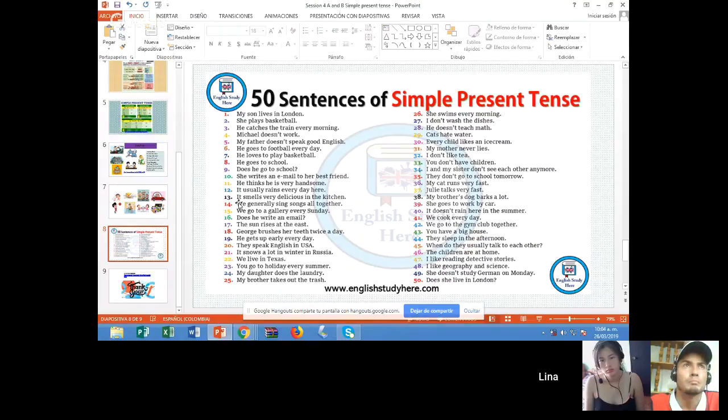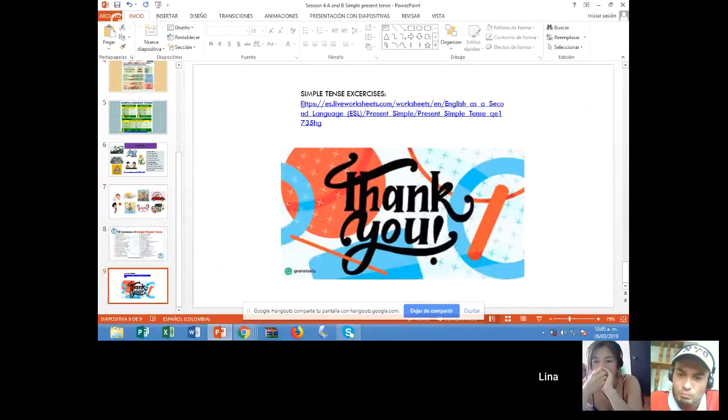Okay. Here we have a lot of different kinds of examples of this simple present tense. Just remember to add the S to the verb when it's third person, just in the affirmative form. In a question, do or does, depending on the subject. And in the negative, we use the same thing, do or does, and the verb without S. We don't add the S at the end, just in the affirmative. Remember that, okay? And I have here some examples.